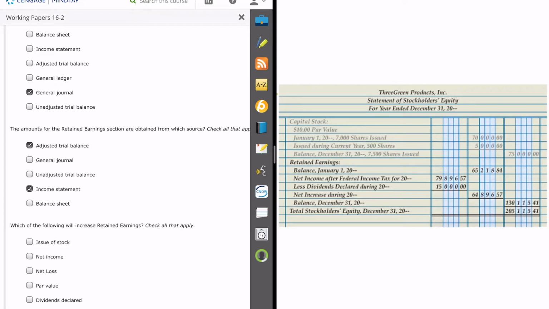The third one: which of the following will increase retained earnings? We have issue of stock, net income, net loss, par value, or dividends declared. And that should be our net income.